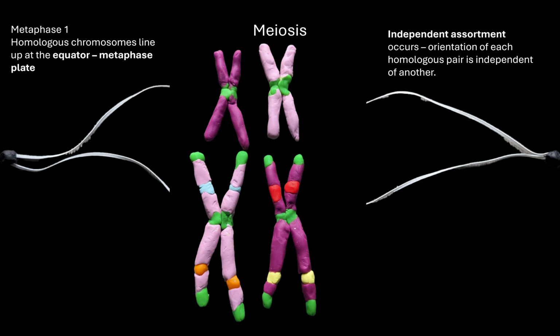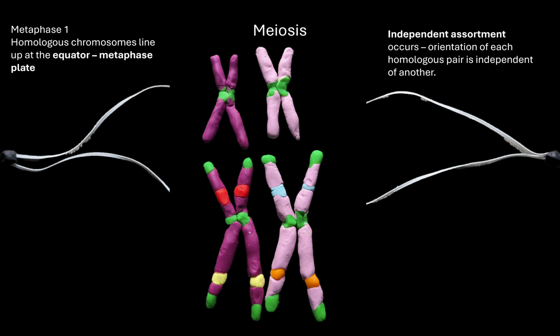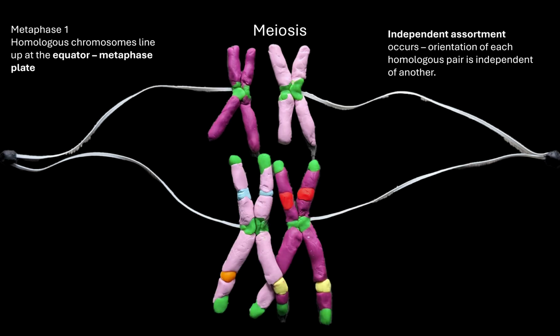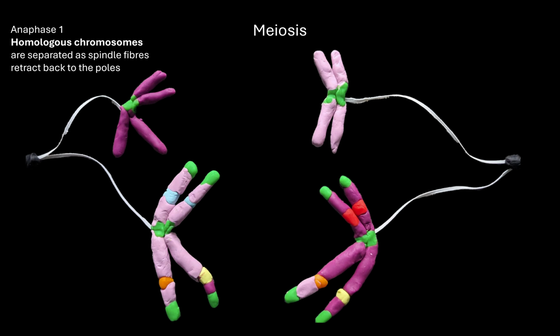So have they lined up paternal with maternal, or have they lined up paternal, paternal, maternal, maternal? So however they line up at that metaphase plate during metaphase 1 is the first part of independent assortment. And what will then happen is during anaphase 1, our homologous chromosomes are going to be separated as those spindle fibers retract back to the poles. So as these proteins are brought back into the centrioles, they are going to pull those homologous chromosomes apart.